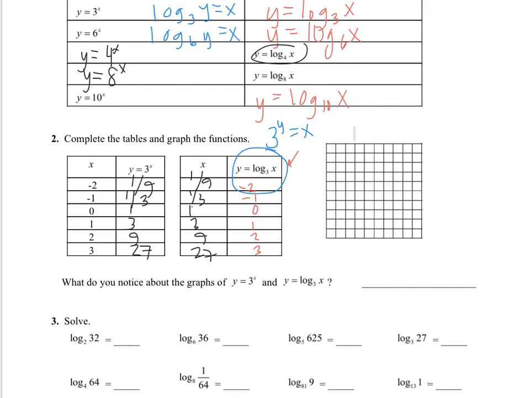So what happens is this is showing right here that these two are inverses. Y equals log base 3 of x and y equals 3 to the x are inverse functions because their domain and range have been switched around.